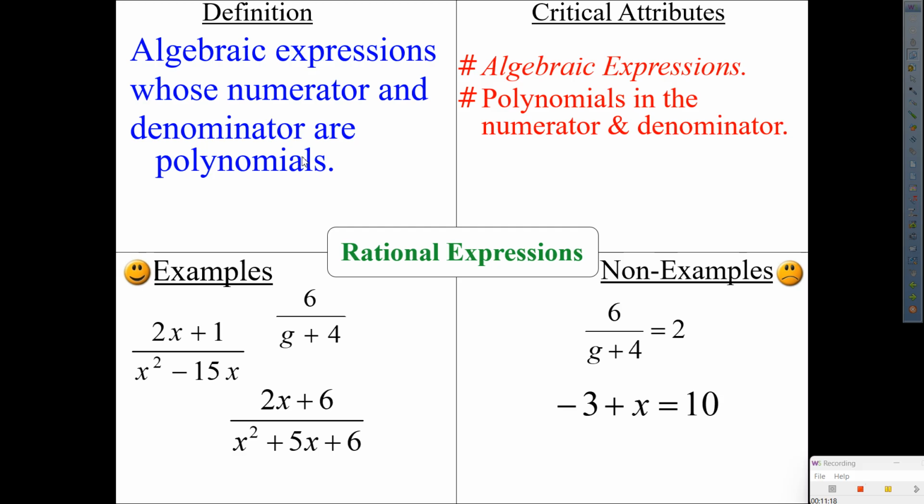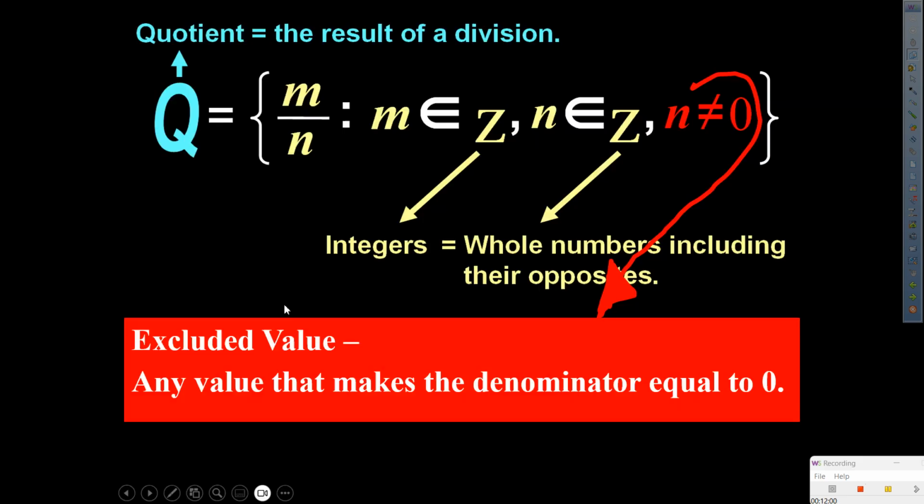And what is that called when we start finding those values for the denominator? Because I saw some posters, some of you were solving for x on the numerator. You don't solve for x on the numerator, only the denominator. What are those called? Excluded values. We're going to be using those as well.